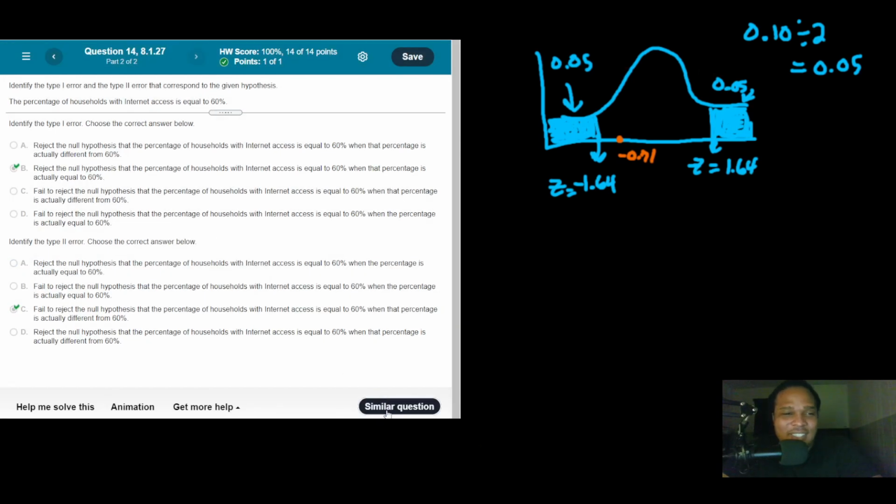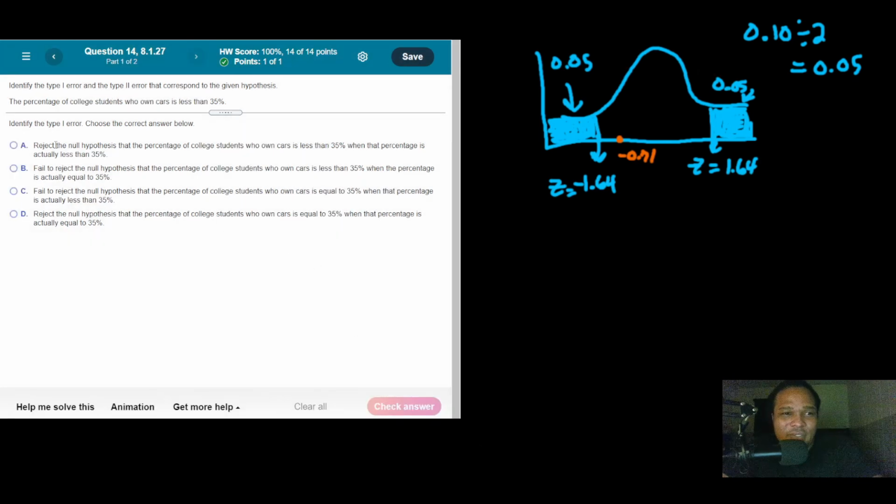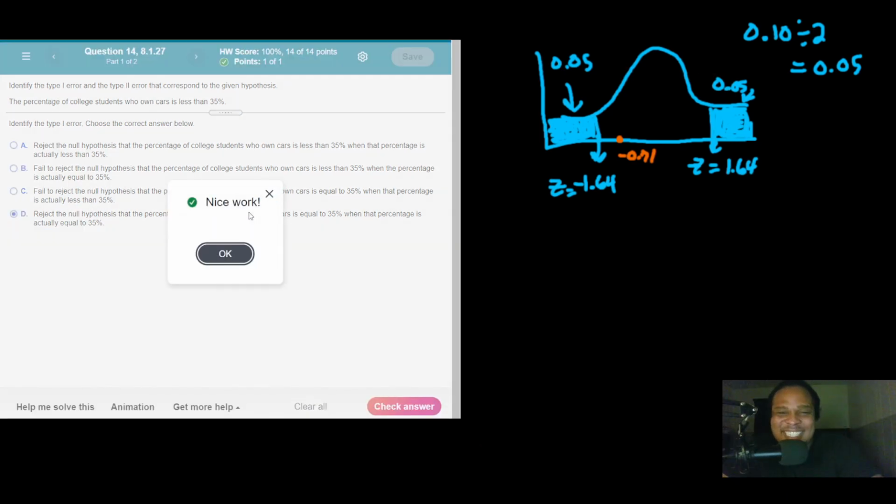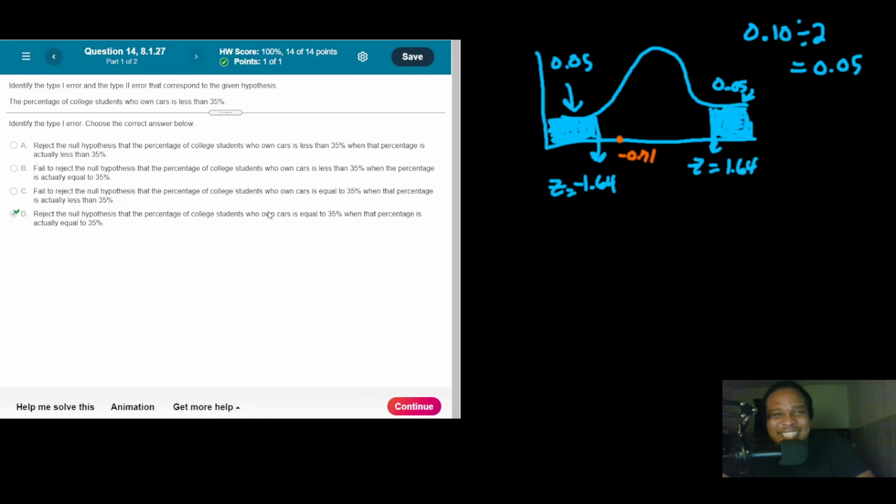Okay, here's another type 1 error question. Let's see if I can redeem myself. I hope I can. Okay, identify the type 1 error. So it's definitely rejecting something. So it's either going to be A or D. So when you reject the null, you're saying it's not equal to. Okay, all right, that's it. That's the end of the numbers. With the type 1 and type 2, just study that on your own. Try to get a grasp on that.